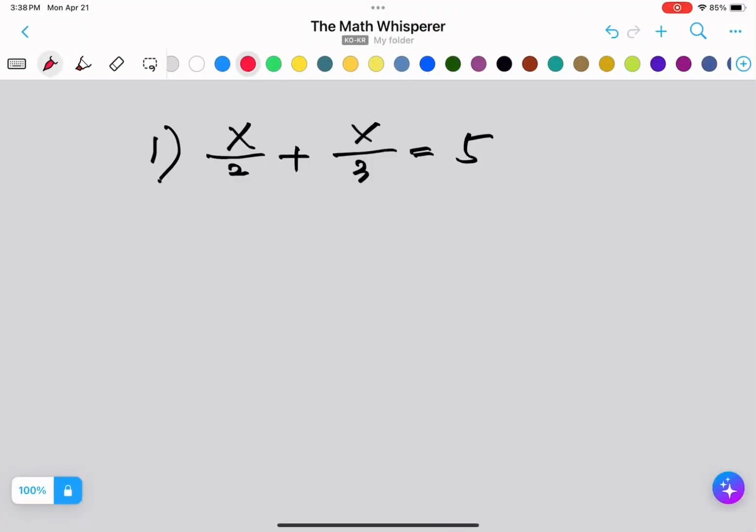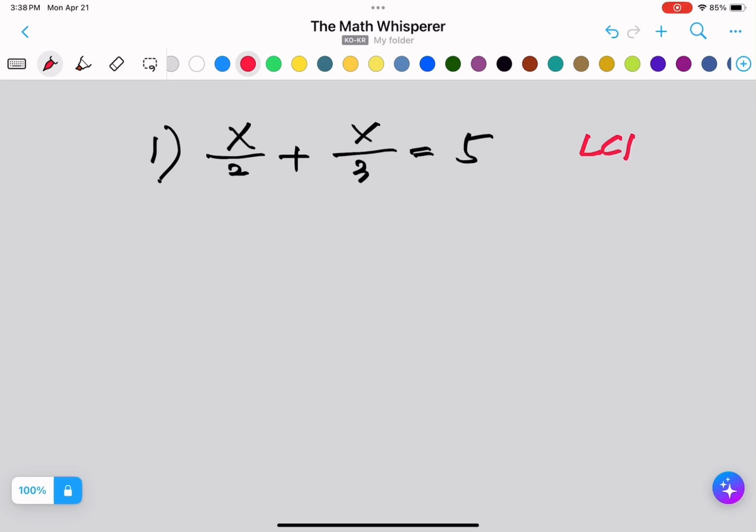In this video, we'll solve fractional equations. I'm going to show you how to solve in two different ways. First, I'm going to add the fractions as it is. Since they are unlike fractions, we have to change the fractions to have the same denominator.